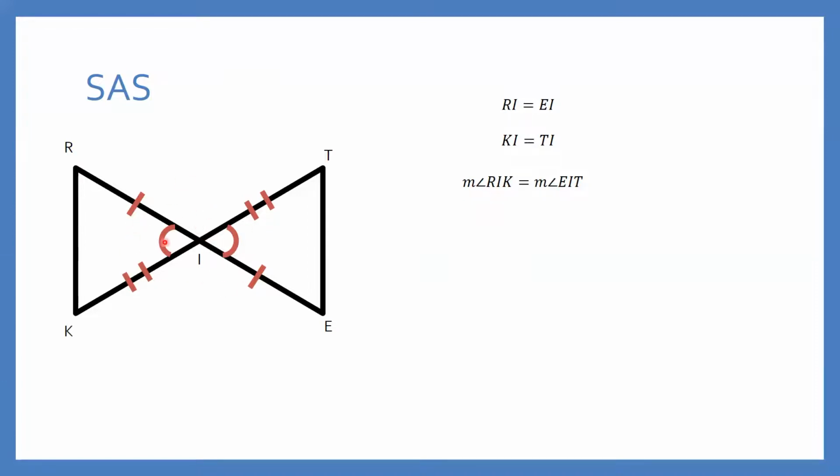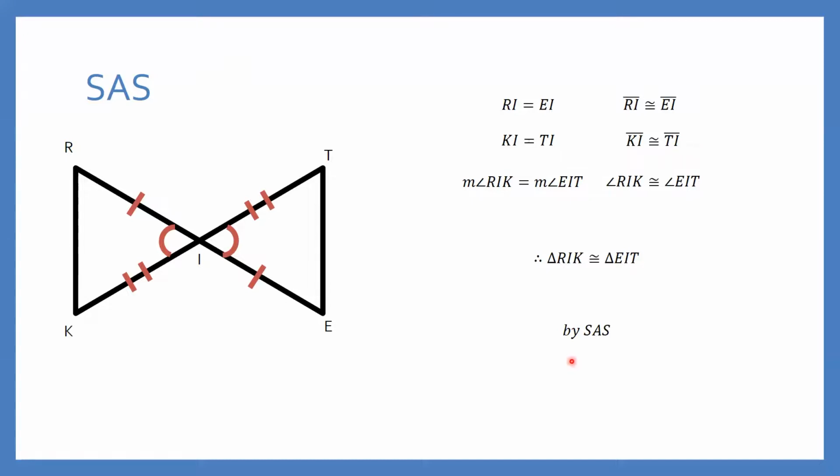And look at the analysis here. The angle is between the two sides, right? So this is the included angle. Make sure that this is the included angle. SAS means that if two sides of the triangle have congruent measure, and the included angle also has an equal measure, then the triangles are congruent. So we can say that RI is congruent to EI, segment KI is congruent to TI, and angle RIK is congruent to angle EIT. Therefore, triangle RIK is congruent to triangle EIT by SAS.